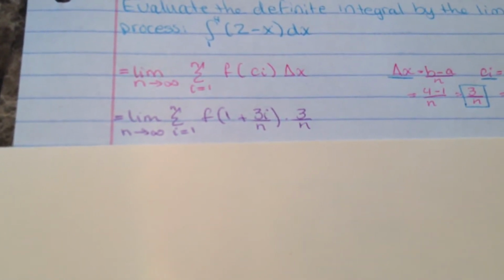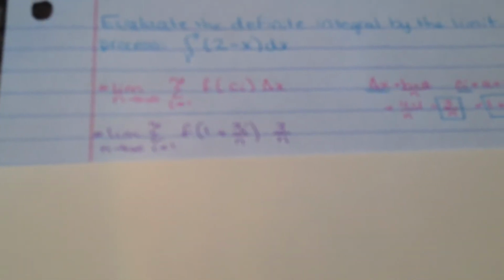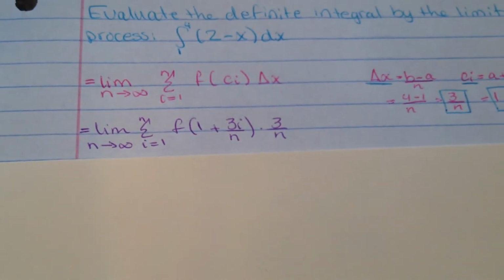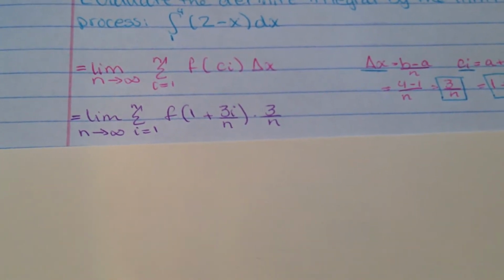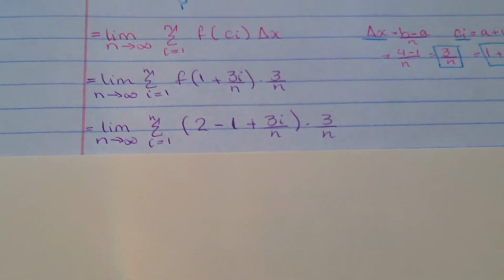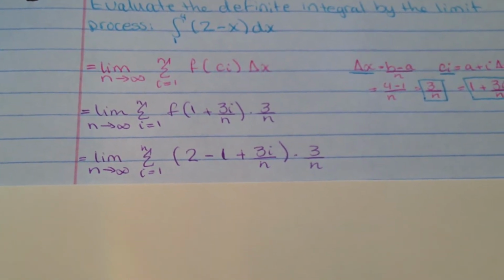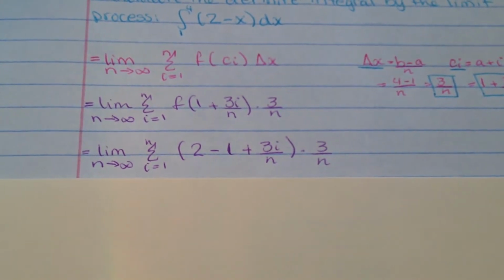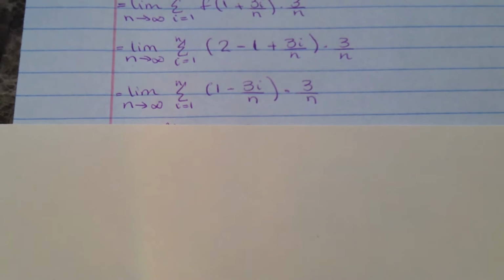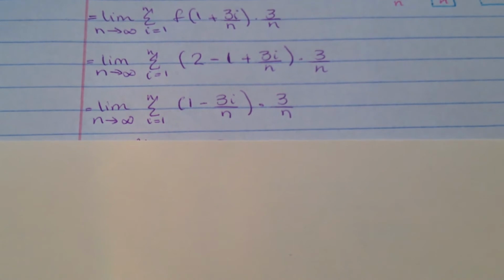So it's going to be, as n goes to infinity, the summation of all rectangles, f of 1 plus 3i divided by n, times 3 divided by n. And then we're going to put it in the equation, so it's 2 minus (1 plus 3i divided by n) times 3 divided by n. Then the limit as n goes to infinity of the summation of all rectangles is 1 minus 3i divided by n times 3 divided by n.